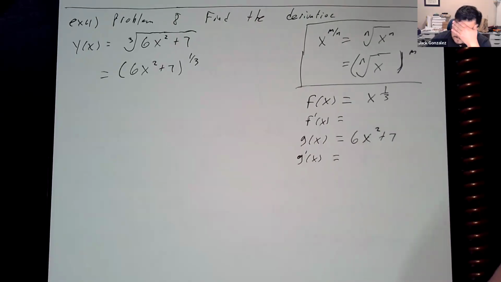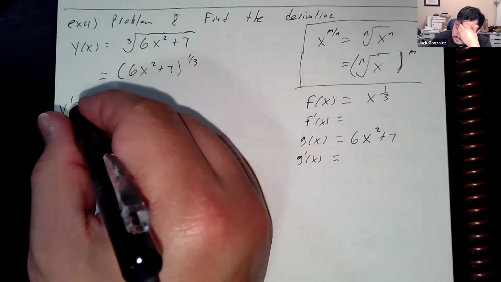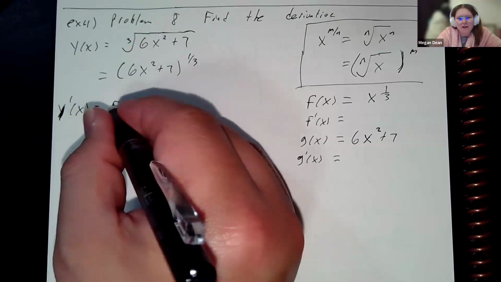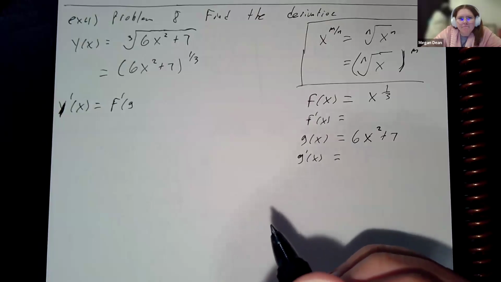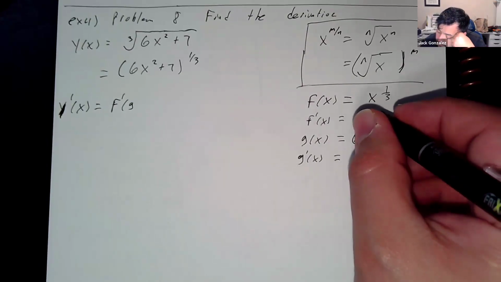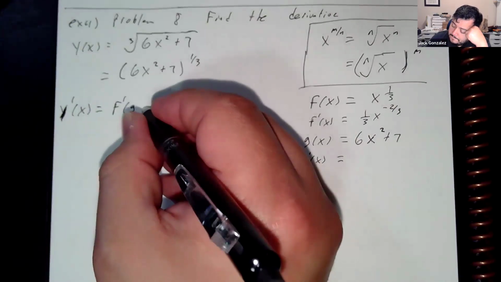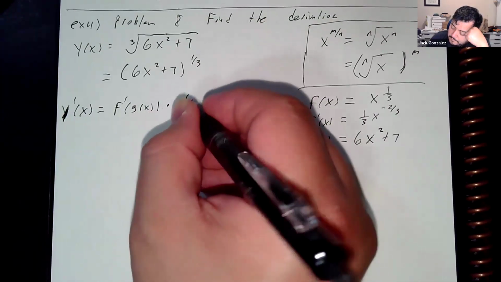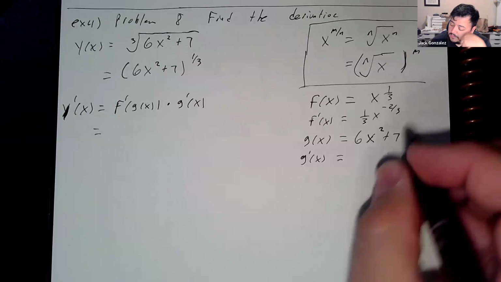What is f prime? Is it 1/3 x to the negative 2/3? Yeah, yeah. 1/3 x to the negative 2/3. And g prime. Not too bad, right?